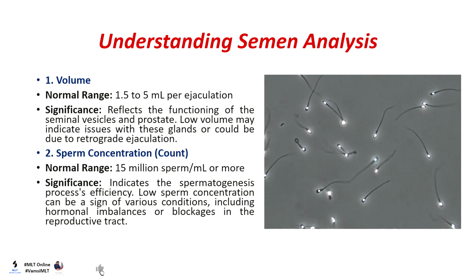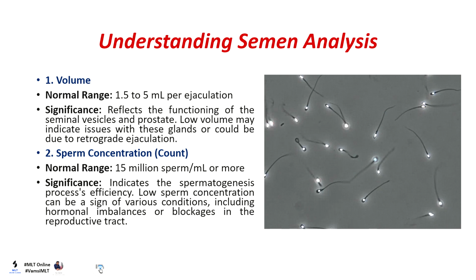Understanding semen analysis. 1. Volume. Normal range, 1.5 to 5 milliliters per ejaculation. Significance, reflects the functioning of the seminal vesicles and prostate. Low volume may indicate issues with these glands or could be due to retrograde ejaculation.